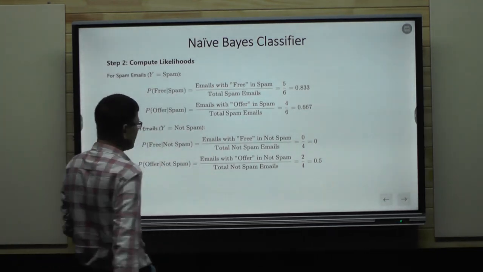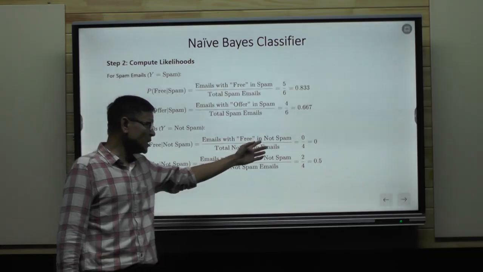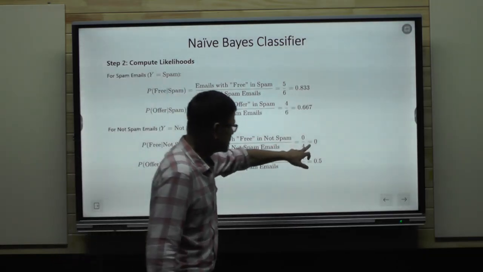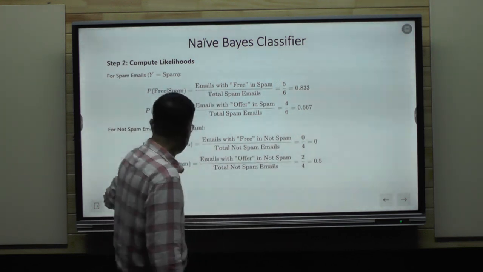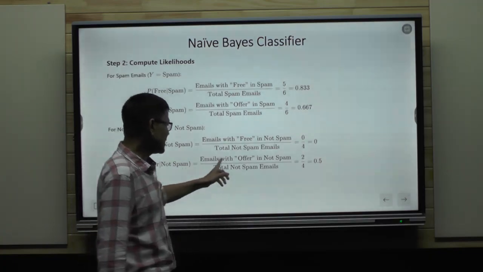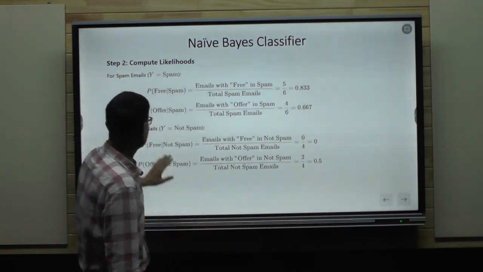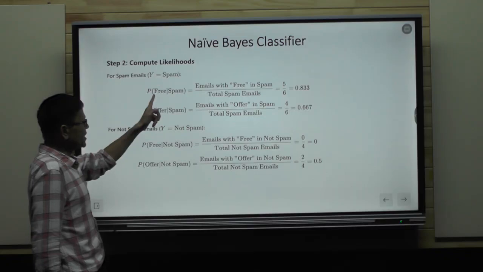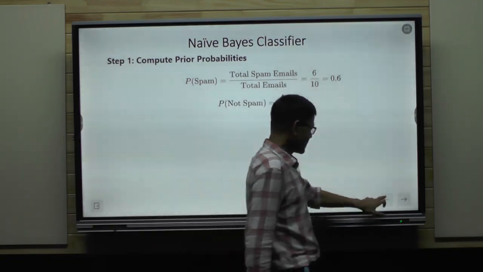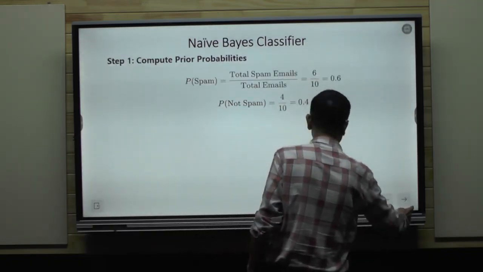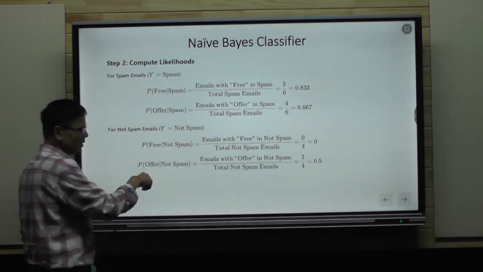For not spam emails, emails with free in not spam was 0, so it is 0 upon 4, as total not spam emails were 4. Offer given not spam, emails with offer in not spam is 2 upon 4, that is 0.5. So we have calculated the likelihoods: free given spam, offer given spam, free given not spam, offer given not spam.